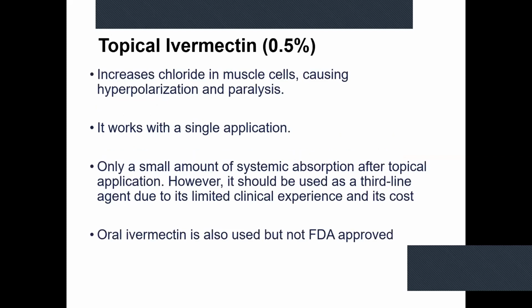Topical ivermectin, 0.5%. It increases chloride in the muscle cell, causing hyperpolarization and paralysis. It works with a single application. Only a small amount of systemic absorption occurs after topical application. However, it should be used as a third line agent due to its limited clinical experience and its cost. Ivermectin has also been used by certain centers, but it is not FDA approved. These are certain drugs used for head lice.